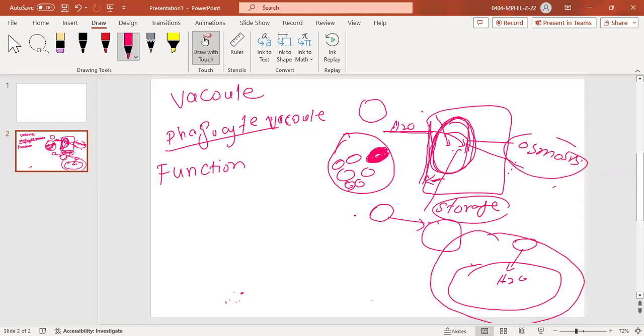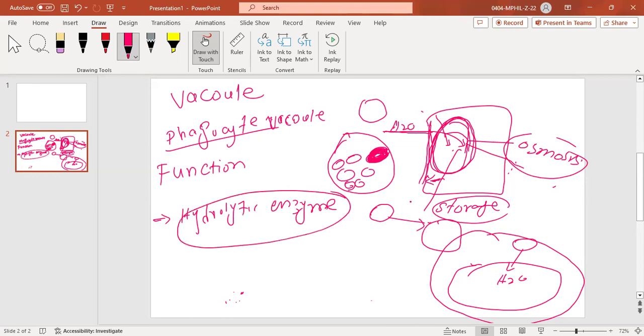Yes, sir. It also contains hydrolytic enzymes and acts as a lysosome. Okay, sir. It contains hydrolytic enzymes. And where were these hydrolytic enzymes present? In the lysosomes. And lysosomes were also like these vacuoles, single membranous structures in which hydrolytic enzymes were present. So these vacuoles may also act as a lysosome, yes, if they have the hydrolytic enzymes.